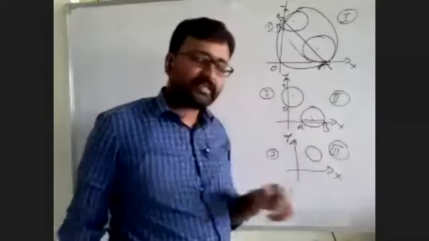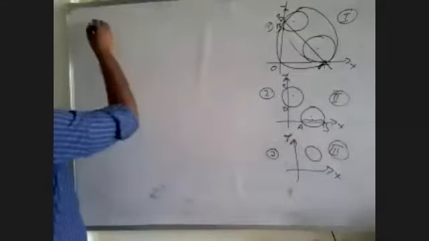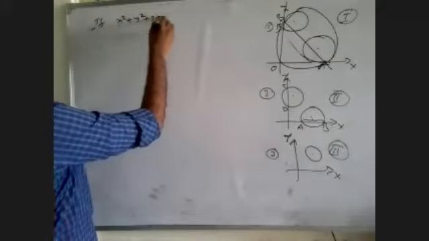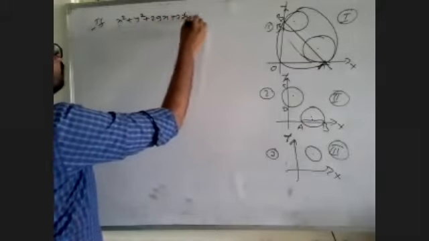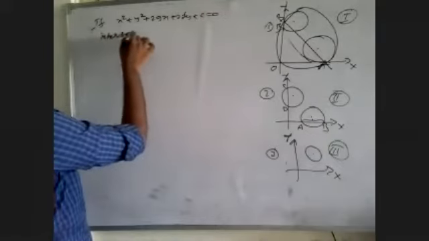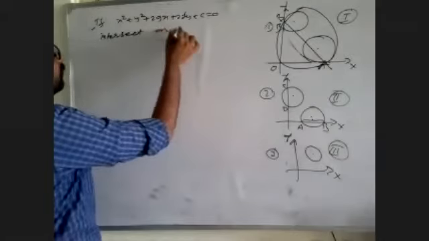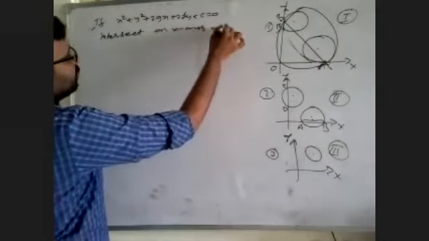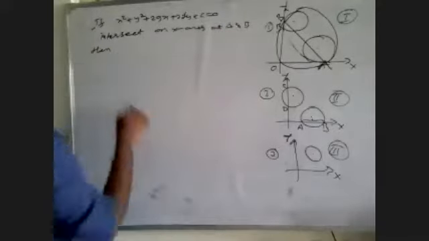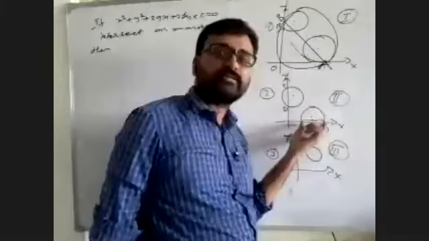If a circle x square plus y square plus 2gx plus 2fy plus c is equal to 0 intersects the x-axis at A and B, then there exists some intercept.